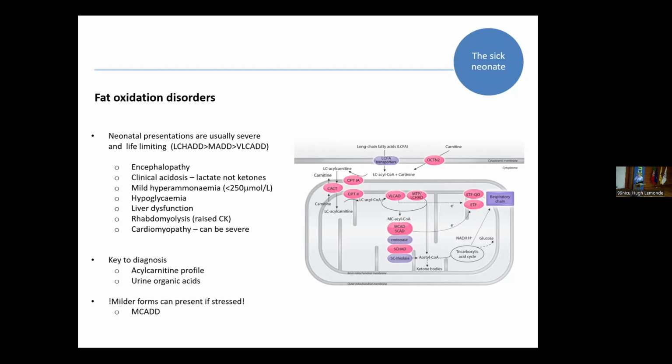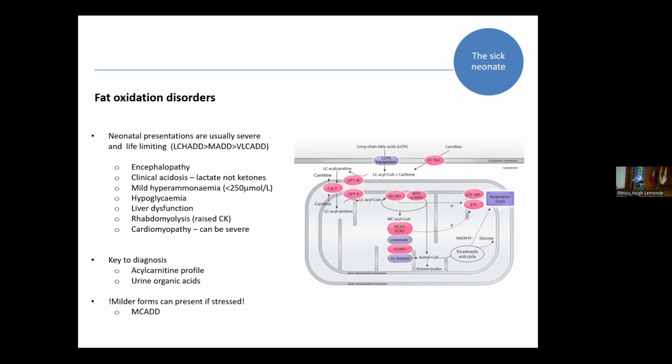So these children are often encephalopathic. They do have an acidosis, but what puts them apart from, say, the organic acidemias we were talking about is that these guys can't make ketones or rarely make many. And that's because ketones come from fat oxidation. So these will be a non-ketotic acidosis, generally with a high lactate.